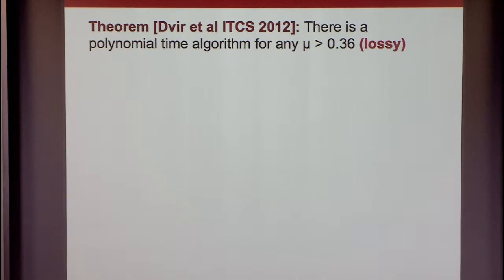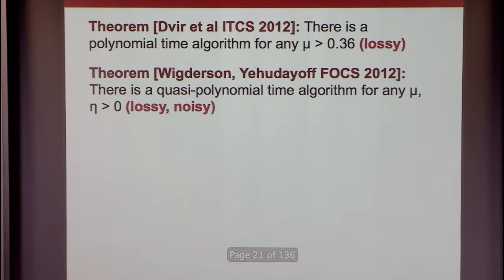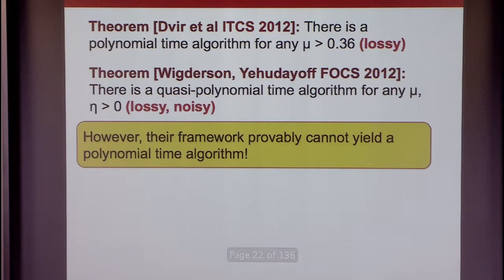And I'm just going to give up on the pointer. Subsequently, Wigderson and Yehudayoff gave a completely different approach, which gave a quasi-polynomial time algorithm. And in fact, what they showed was that in that general framework, they actually couldn't get a polynomial time algorithm. So they actually showed a lower bound for a class of techniques. So what I want to emphasize is that this question is not even clear information theoretically. Should you be able to do it with a polynomial number of samples?